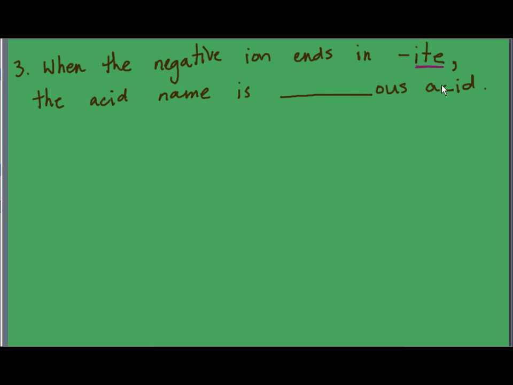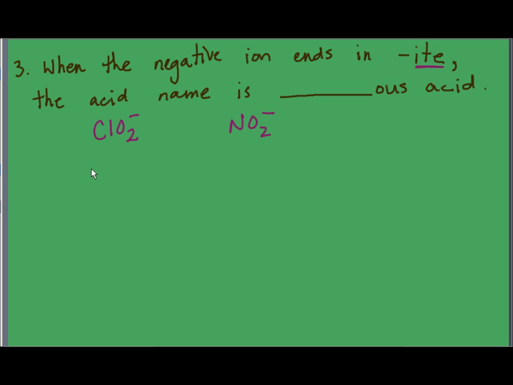Moving on to rule number 3, that's when you have an ion, and again this is going to be one of the polyatomic ions. When it ends in ITE, the acid name is going to be blank-ous acid. It follows a similar pattern to the one up above. So we've got ClO2- or NO2-. This is chlorite, this is nitrite.